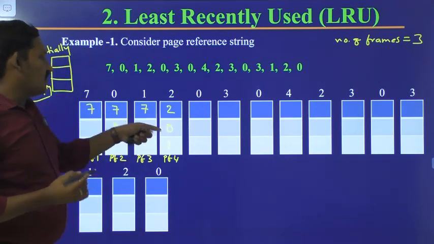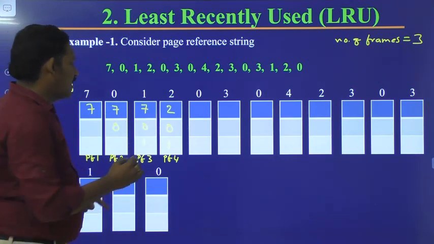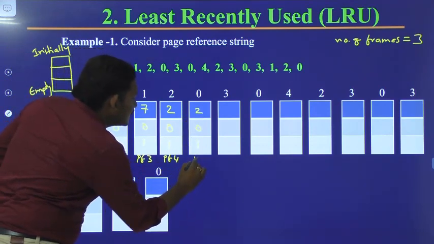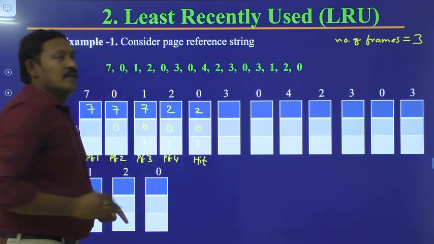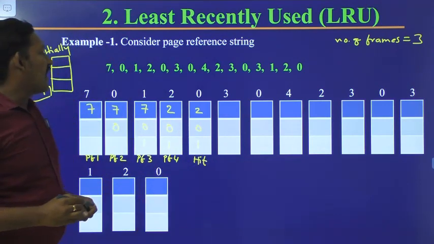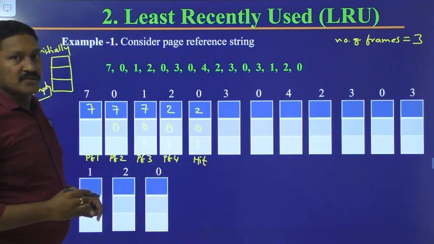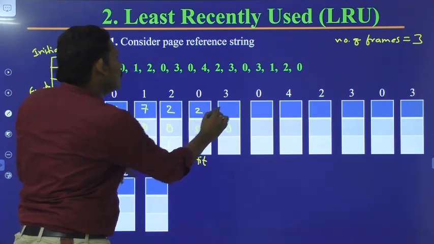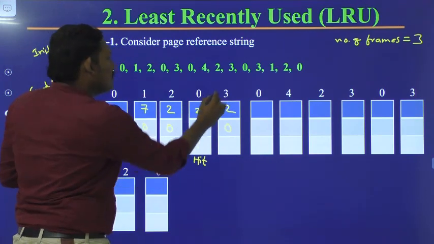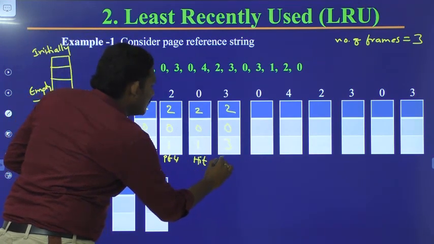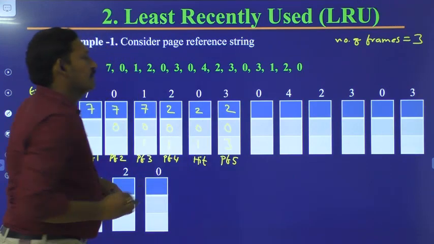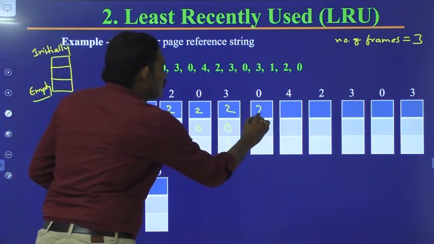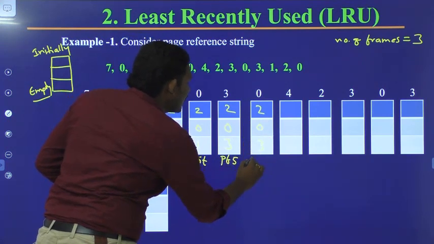Next we have 0. 0 is already there, so we will write the same: 2, 0, 1. So it is a hit. Next we have 3. 3 is to be replaced. Recently used is 0. Before that we have 2. So in place of 1 we have to replace 3. So page fault 5. Next 0. Hit. 0 is already there. So 2, 0, 3. It is again a hit.